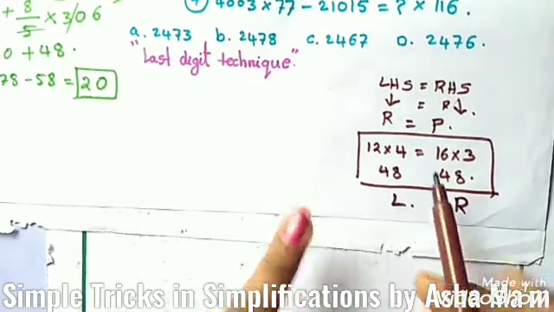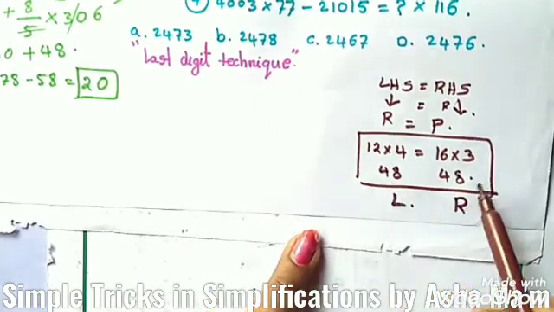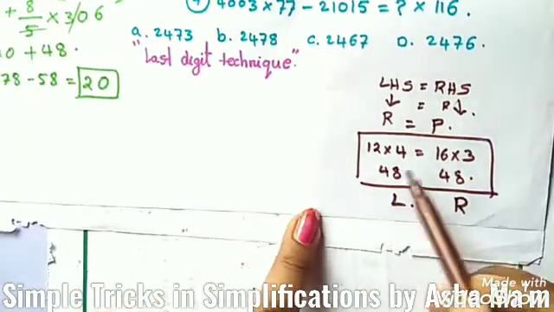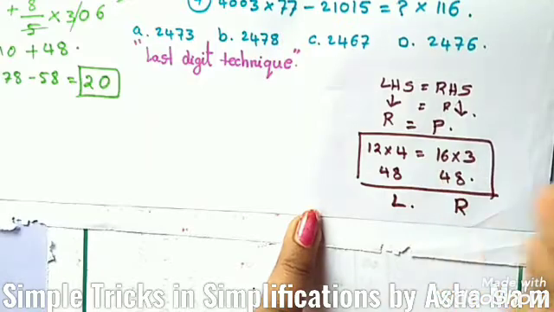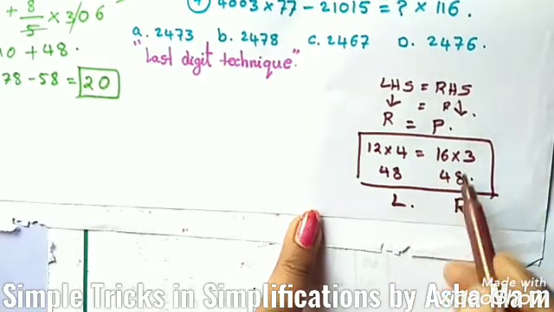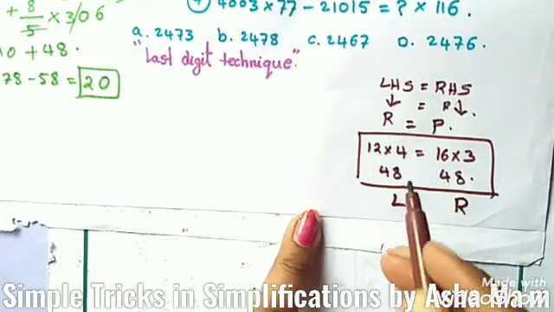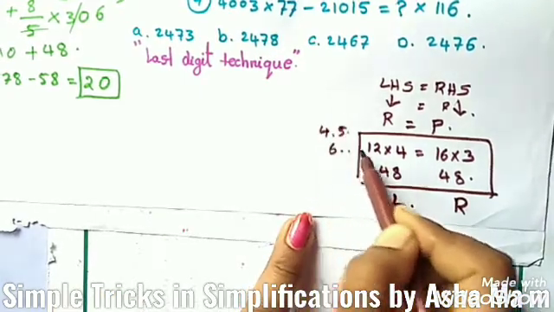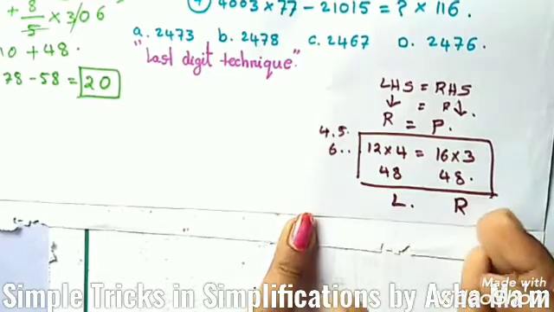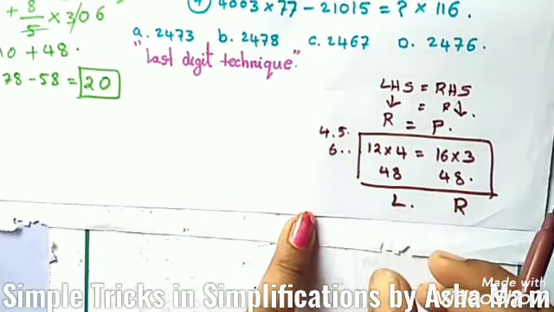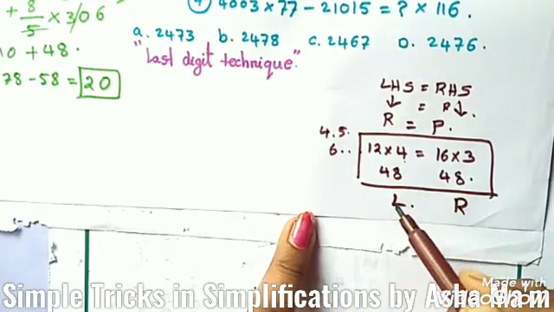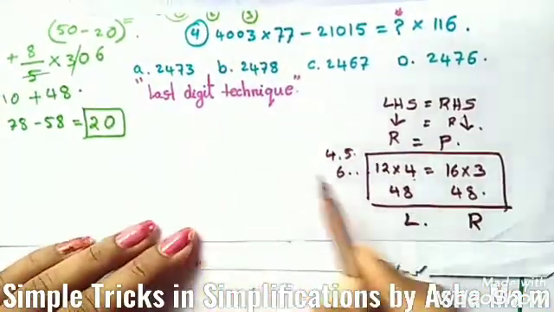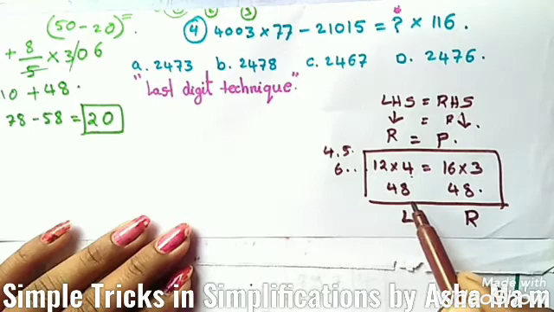LHS side also we have 48, RHS side also we have 48. If the numbers are simple numbers, then the multiplication is very easy. In this case, it is very easy to say the resultant value. For suppose if the numbers are like 4 digit, 5 digit, 6 digit and so on, you may find it very difficult to get the resultant value by seeing the last digits. Okay, now for suppose 12 into 4 here, this is LHS and RHS.